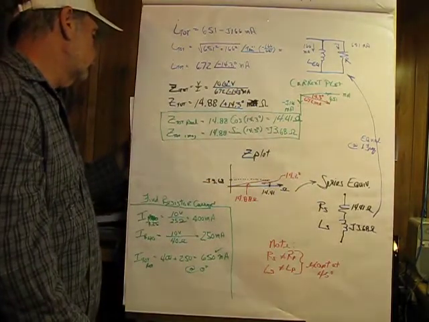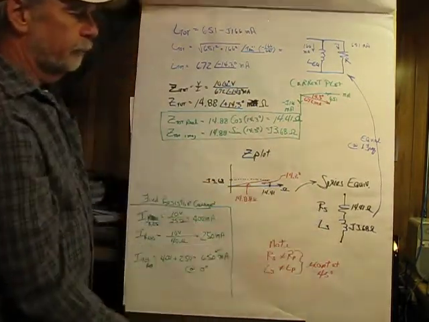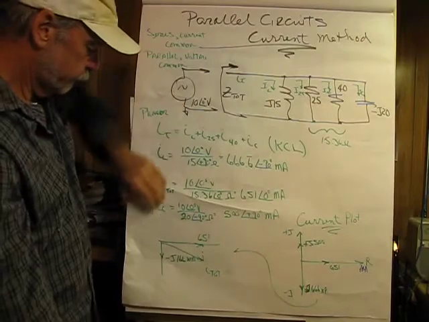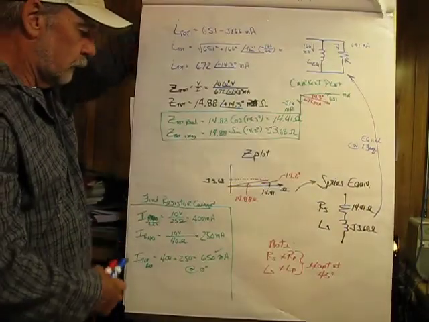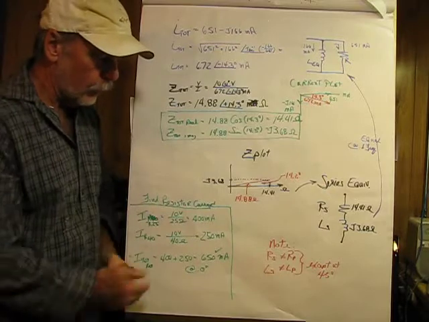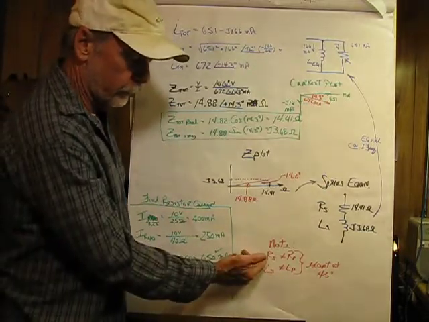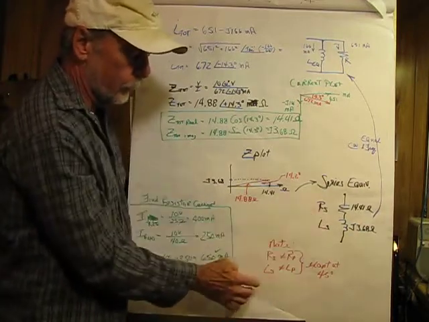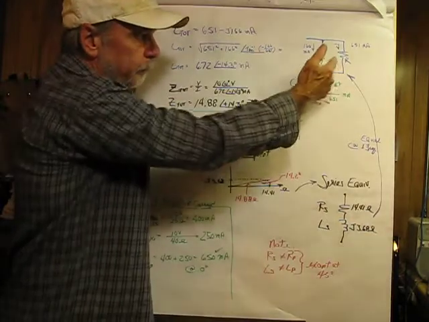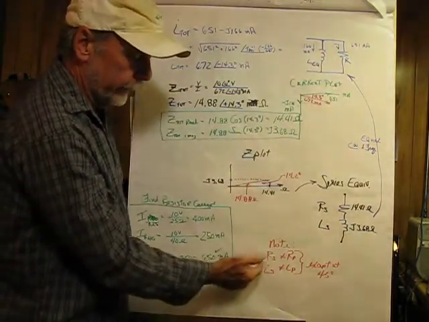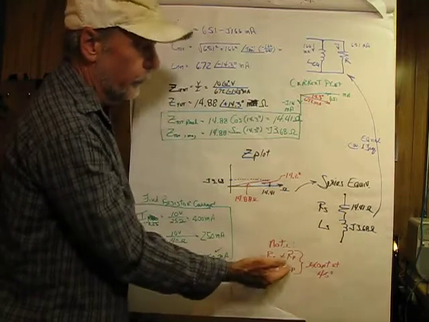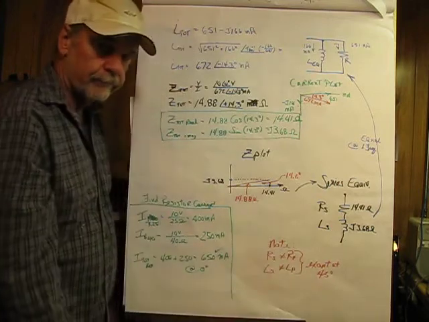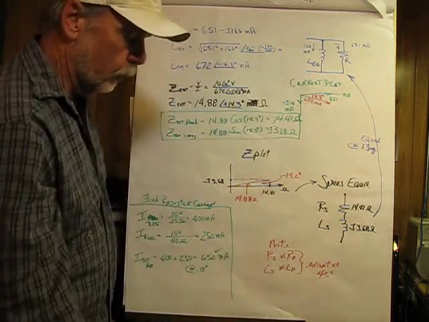In fact, this circuit is exactly equivalent to this circuit. Now, what we have to be careful of is confusing the series resistance with the parallel resistance. So RS is not equal to RP, our parallel. And LS, the series, is not equal to LP, the parallel, except at 45 degrees.